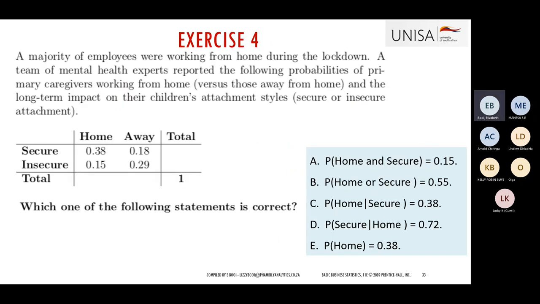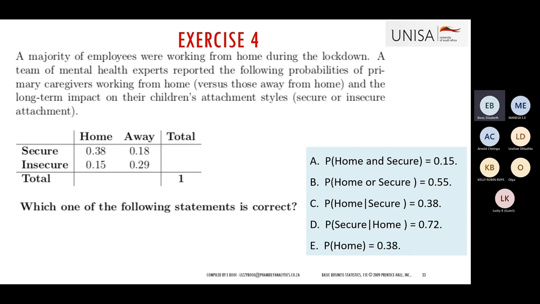As you can see, you're given the statement that the majority of employees are working from home during the lockdown. A team of mental health experts reported the following probabilities of primary givers working from home versus those working away from home, and the long-term impact on their children's attachment style, secure or insecure attachment. They have the contingency table with secure, insecure, home and away, and they've given you the joint probabilities.